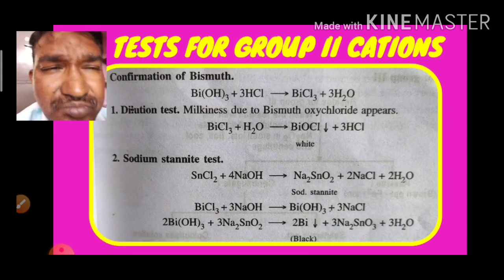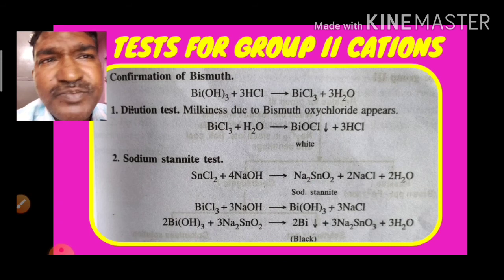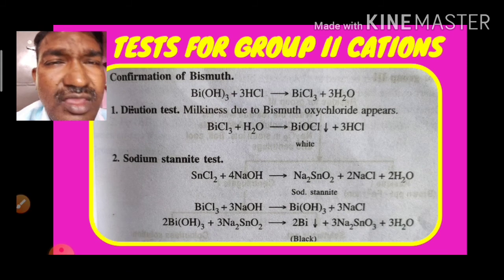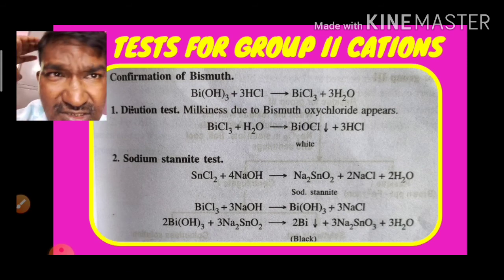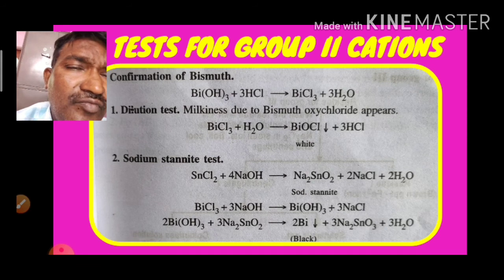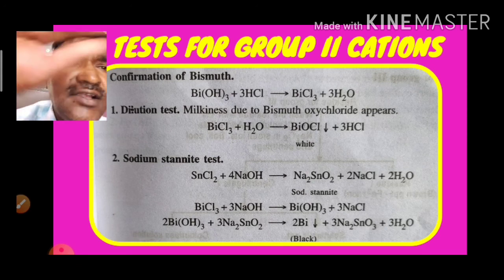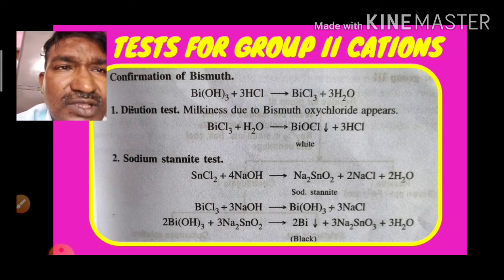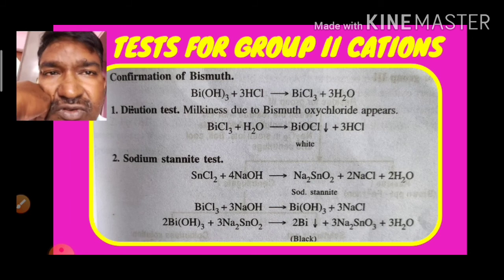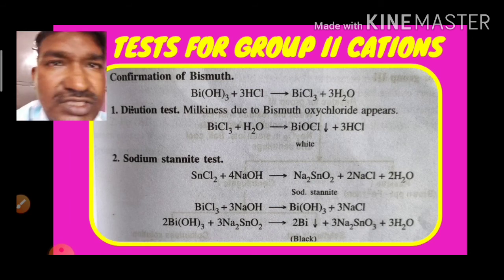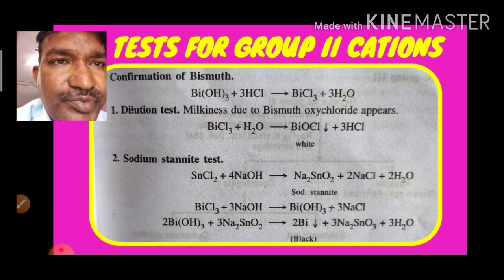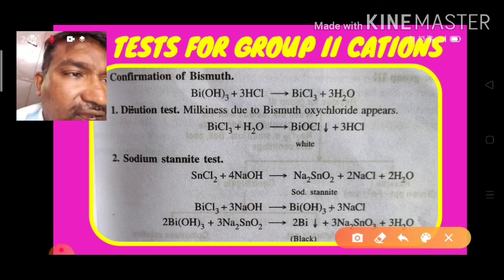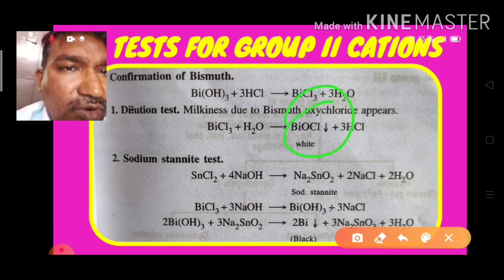Bismuth. Here, bismuth is tested by using the dilution test and the sodium stannite test. The bismuth hydroxide obtained is dissolved in HCl and is converted into bismuth chloride. To that bismuth chloride, we add water. Due to the addition of water, bismuth chloride undergoes hydrolysis and we get a white color precipitate, bismuthyl chloride, BiOCl. So that we have to remember.